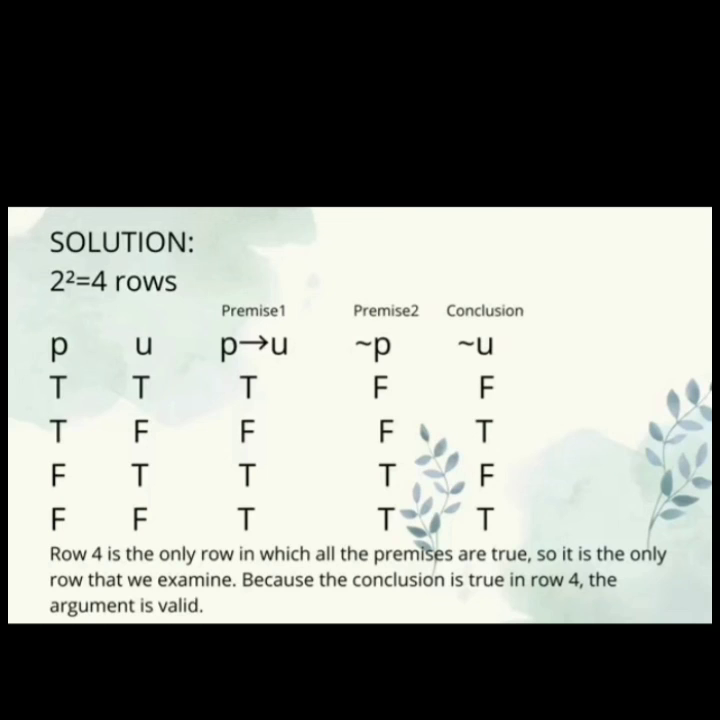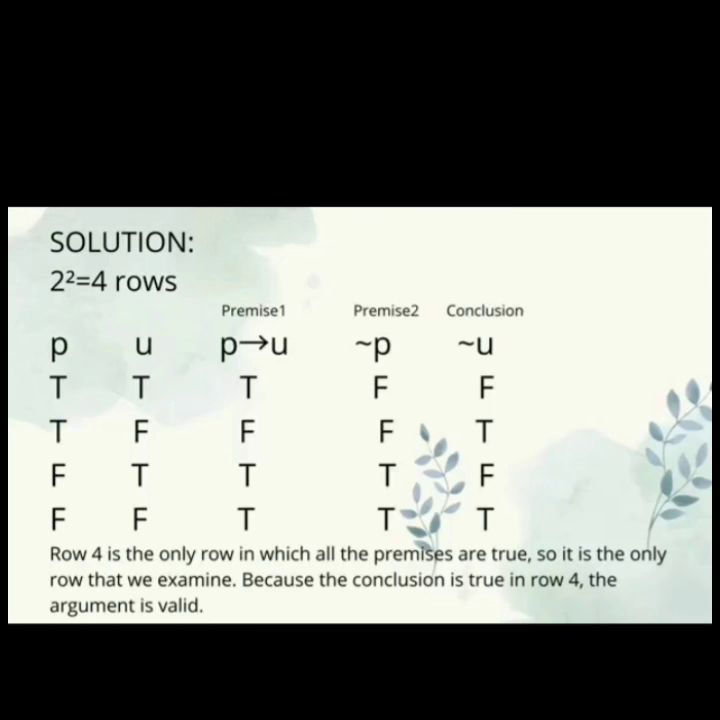So for our second premise, we have not P. So we're going to negate the P. The true will be false, the true will be false, the false will be true, and the false will be true. For our conclusion, we're going to do the same as we did for our second premise. So it's not U. The true will be false, the false will be true, the true will be false, and the false will be true.